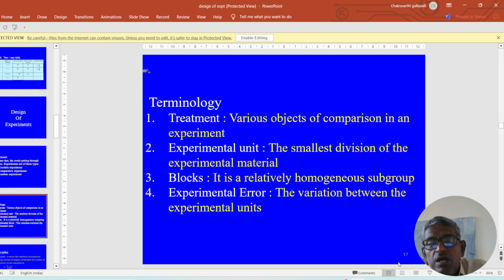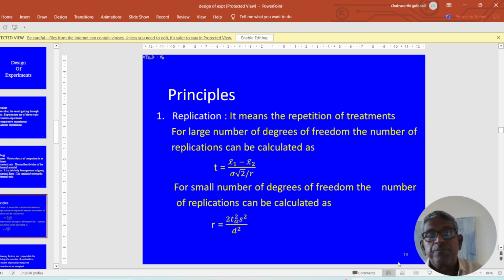Now, the most important one is experimental error. That is the variation between experimental units, also called within variation. Suppose you take one block. That block is divided into different experimental units. So the variation from one unit to another unit in a block is called experimental error.